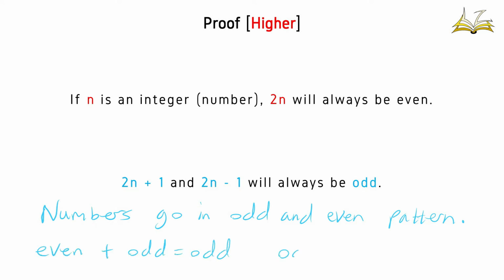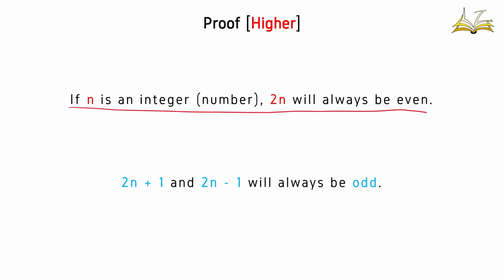Again, if we utilize what we looked at earlier, even plus an odd is an odd, and an odd plus an even is an odd, which proves the point that 2n plus 1 and 2n minus 1 will always give you an odd result. 2n is even algebraically, and 2n plus 1 and 2n minus 1 are odd. So now we're going to look at how we can use these to actually answer some questions.